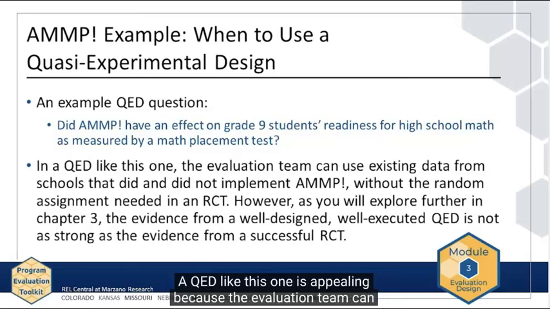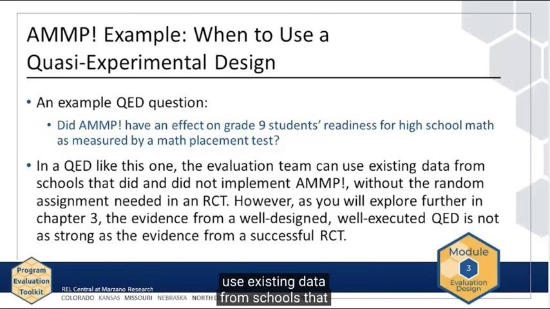A QED like this one is appealing because the evaluation team can use existing data from schools that did and did not implement AMP to answer the evaluation question. In comparison, an RCT would require identifying a set of schools that agree to be randomly assigned to either implement or not implement AMP. However, as you will explore further in Chapter 3, evidence from a well-designed, well-executed QED is not as strong as evidence from a successful RCT.